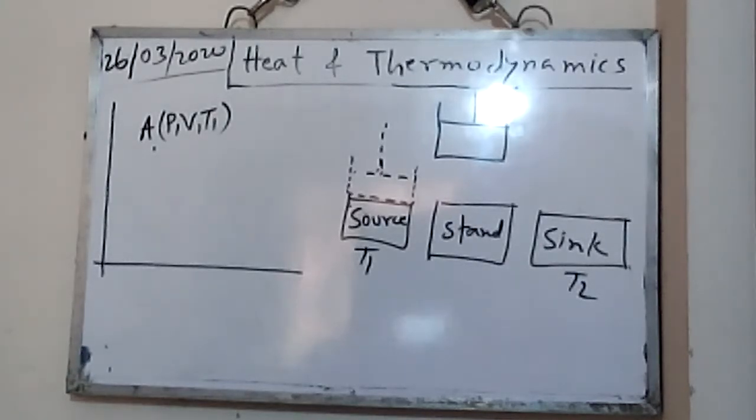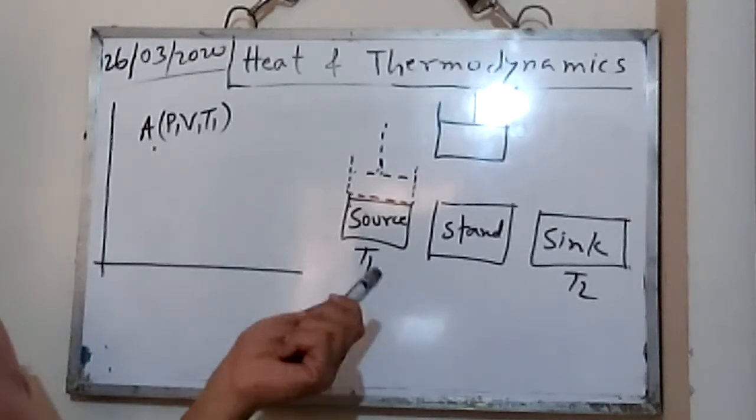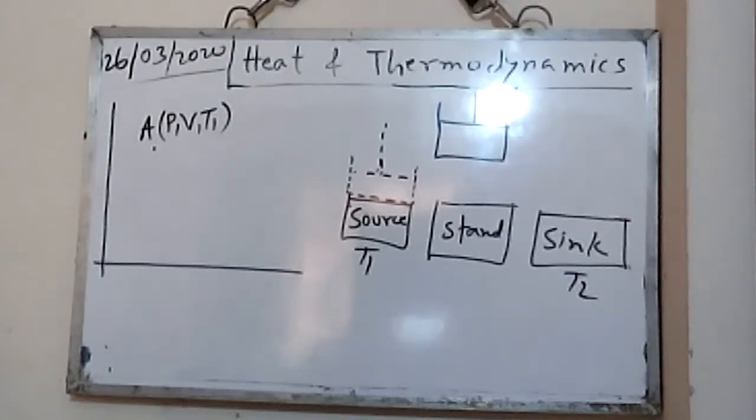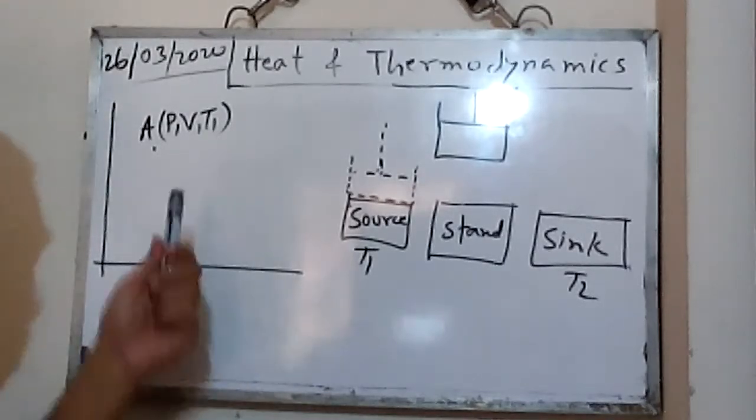And the temperature should fall during the expansion, but this is compensated by absorption of heat from the source, so the temperature will remain the same by absorbing heat energy from the source. During the process, an amount of heat energy Q1 is absorbed from the source at constant temperature.